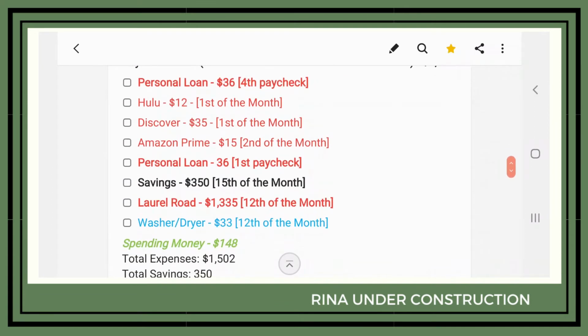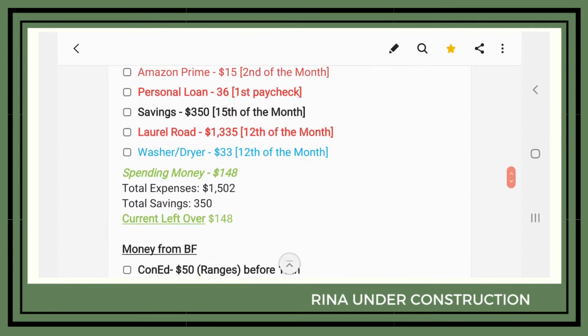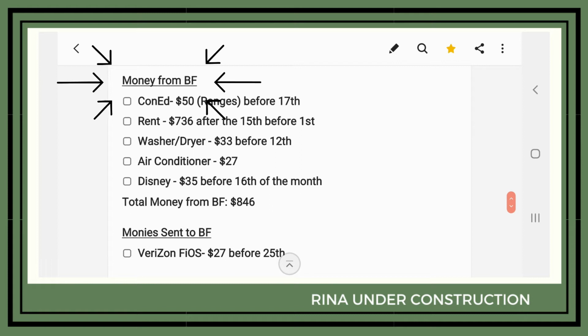So when I get that first paycheck, I pay myself first, after the $36 is automatically taken out of my account. The next section is money from boyfriend. So basically, I just note how much I'm gonna get from my boyfriend because we live together.